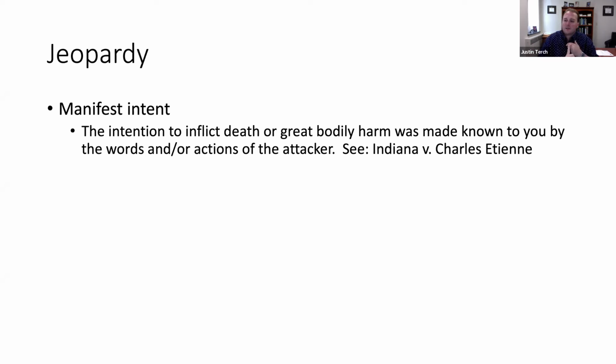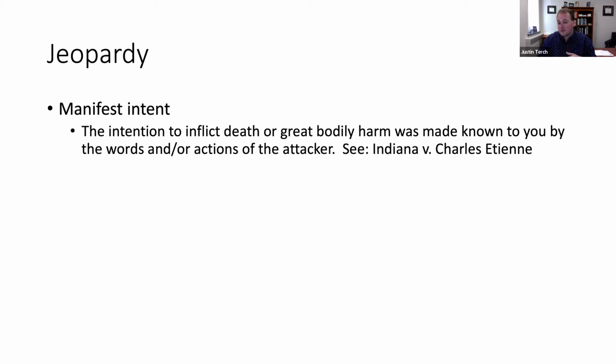So the first one was ability. Does the person actually have the ability to do what they're saying they're going to do? An 8-year-old kid with a cap gun saying, "I'm going to kill you," or a squirt gun that isn't real, is a lot different than a 15-year-old that has a real pistol pointed at you, or something you believe to be a real pistol pointed at you. So the ability of the attacker to do you harm.